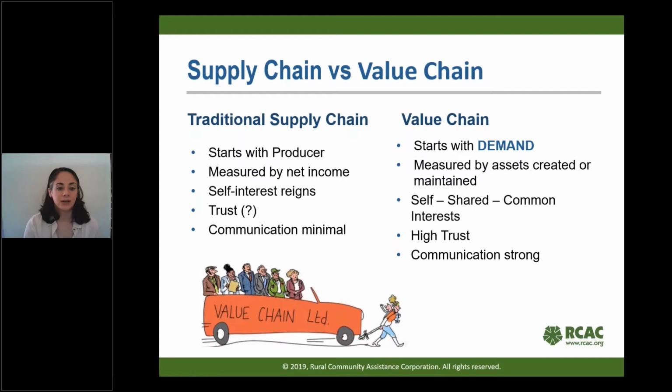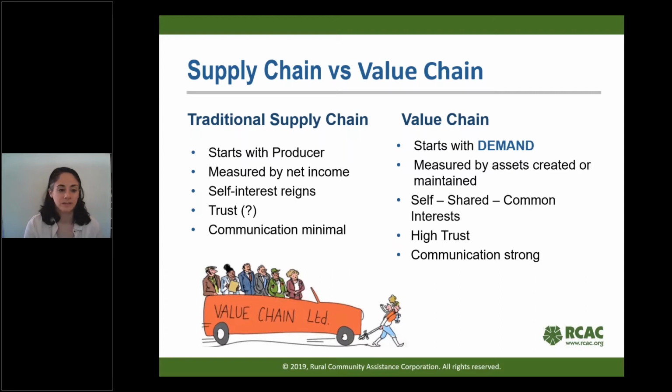In a value chain, we measure success in the number of assets created, strengthened, and improved. Remember those 8 forms of assets from Module 1? We need to ensure that our value chains are adding to our assets and not harming them. In a supply chain, success is usually measured simply by financial assets in the form of net income or money accumulated by the producer.